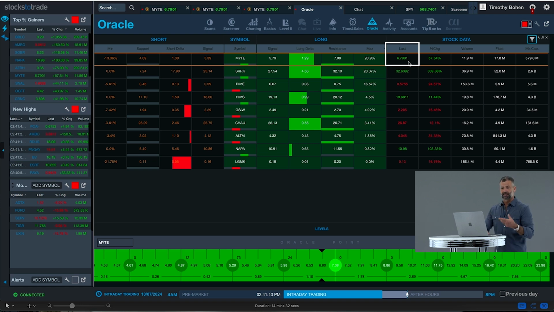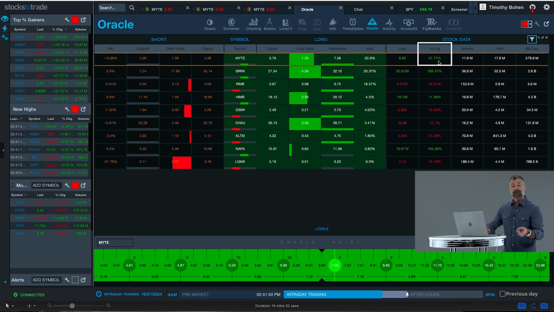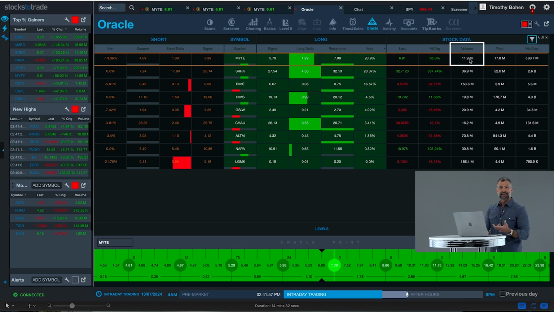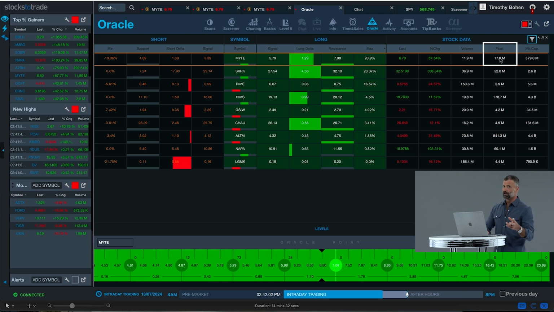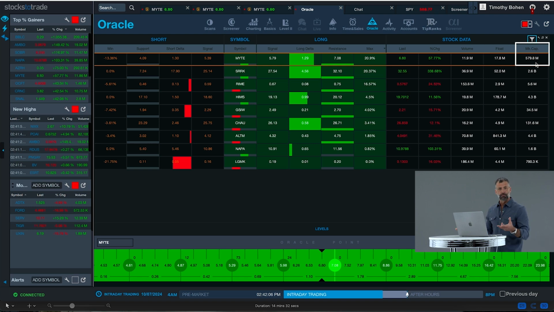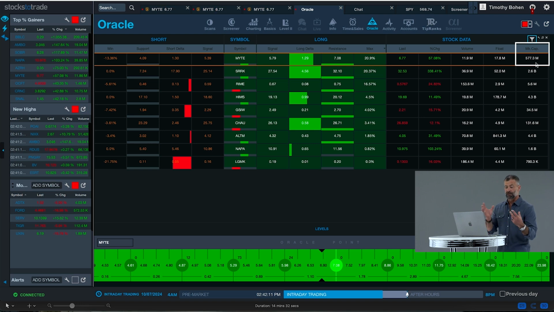So the last price that this thing printed at, 6.80, you can see it real time updating. The percent change is the change on the day, not from the Oracle signal, on the day. So today, MYTE is up 57%. You can see the daily volume, 11.9 million. You can see the float, which we love these low float stocks. So you can see the float in one quick snapshot, and then the market cap. You know how big this stock is. Typically when we're day trading, we're looking for the smallest market cap stocks because they have the most potential to explode higher.